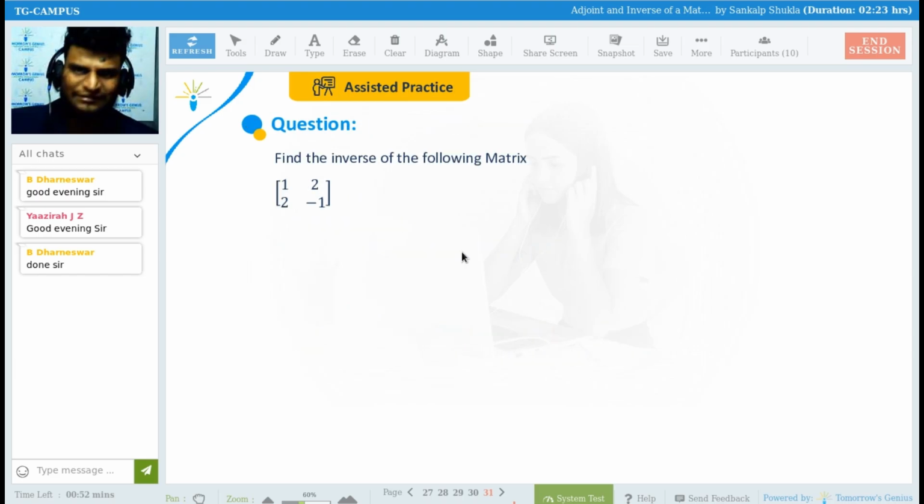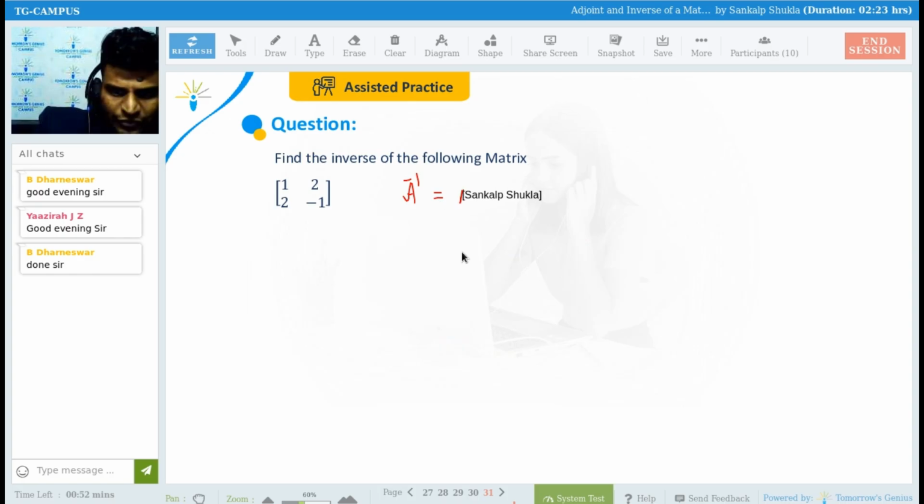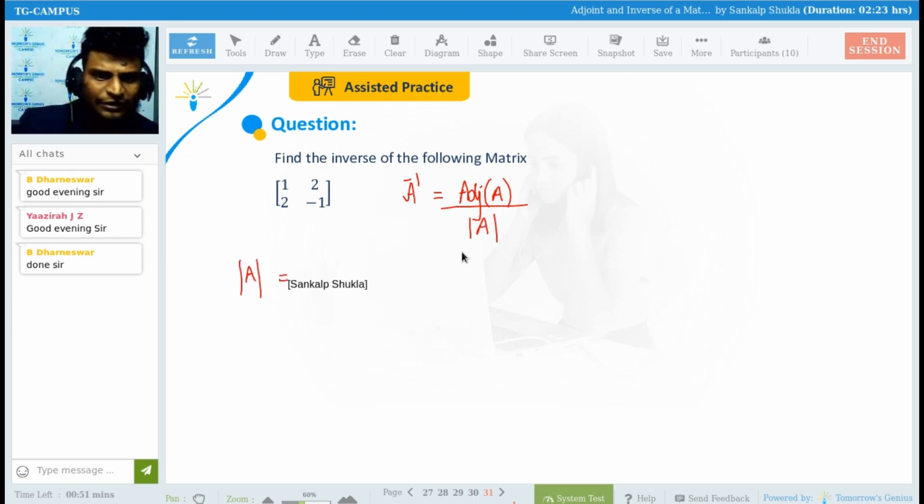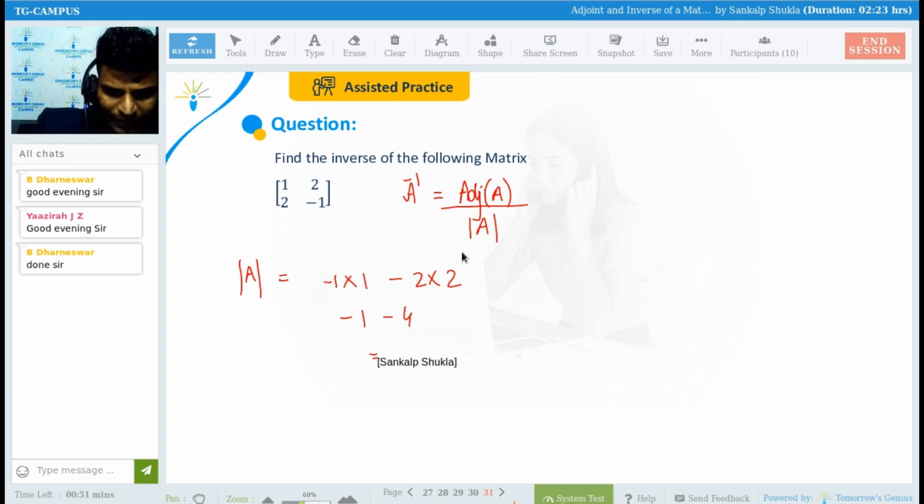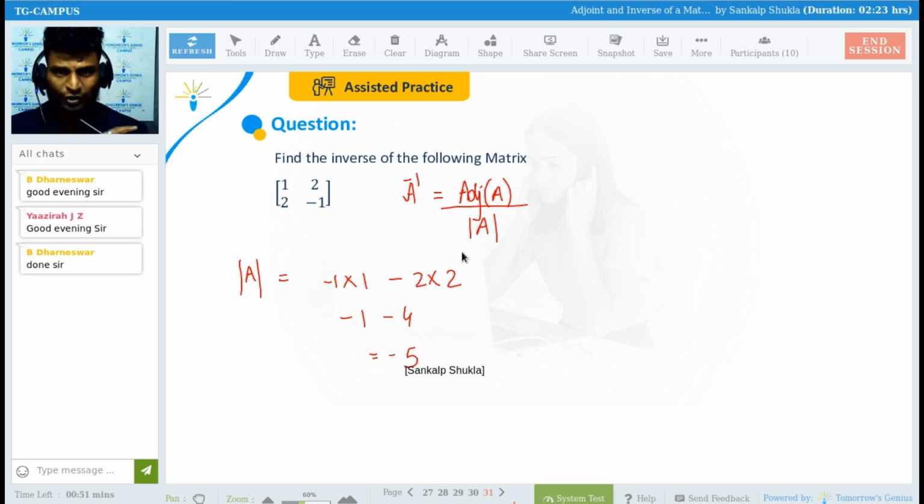Fine. So I have to find the inverse of this matrix. This is very simple because this is a 2 cross 2 matrix. First of all I'll write the formula: A inverse is equal to adjoint of A over determinant A. Now I'll find determinant A. Determinant A is minus 1 into 1 minus 2 into 2, that is minus 1 minus 4, which is minus 5. Since determinant A is not equal to 0, that means inverse will exist.